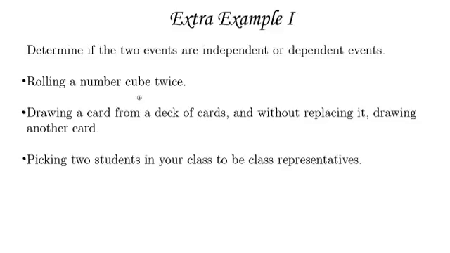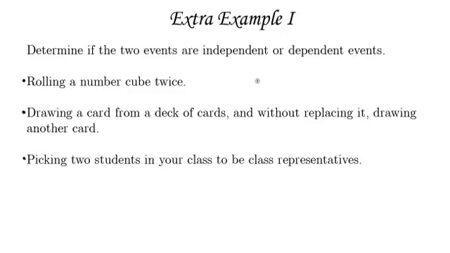So does the second event depend on the outcome of the first event? Meaning, if we roll a number cube, if we roll a die, we get a number from 1 to 6, right? And then if you roll it again the second time, does it change or is it affected? So if I roll a 2 the first time, does that mean I can't roll a 2 the second time?